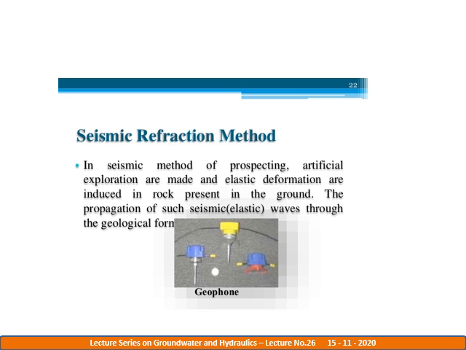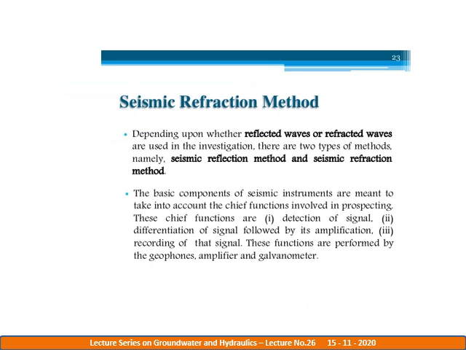Seismic refraction method. In the seismic method of prospecting, artificial explosions are made and elastic deformations are induced in the rock present in the ground. The propagation of such seismic waves through geological formations is detected by geophones. Depending upon the case, reflected waves or refracted waves are used in the investigation. There are two types of methods, namely seismic reflection method and seismic refraction method.